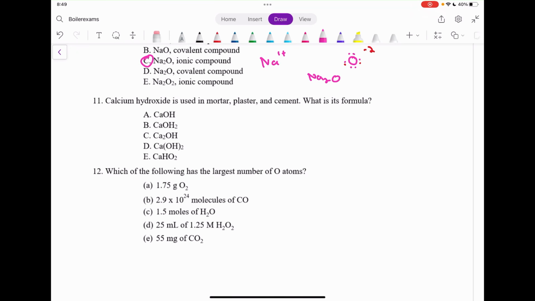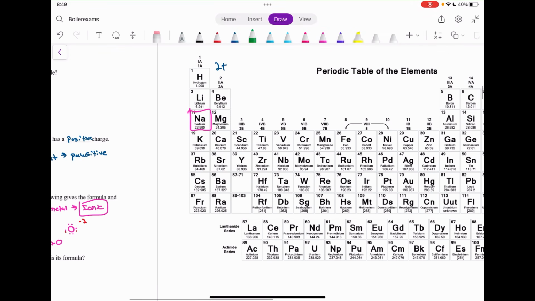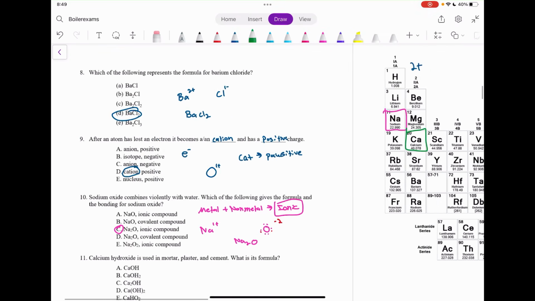Calcium hydroxide is used in mortar, plaster, and cement. What is its formula? Back to the periodic table. Let's go green. Calcium, group 2, so we know it's 2+.